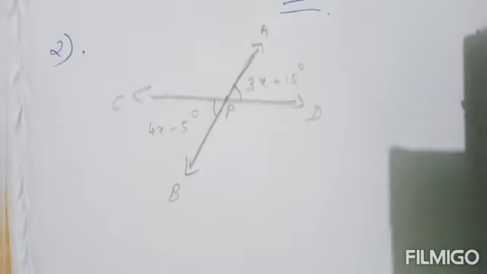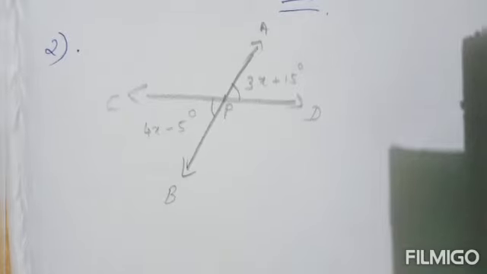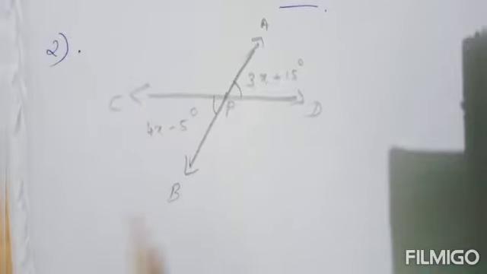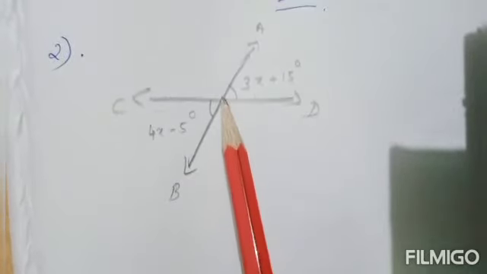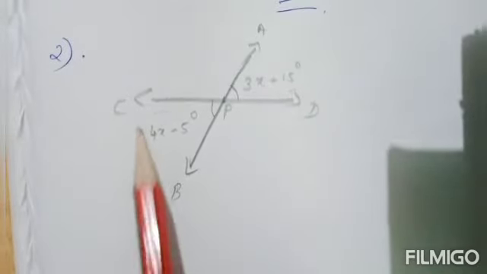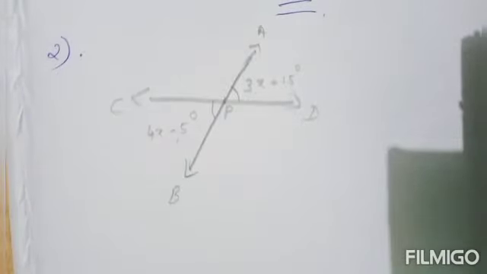Next, second question. The adjoining figure shows two straight lines AB and CD intersecting at a point P. If angle BPC equals 4x minus 5 degrees and angle APD equals 3x plus 15 degrees, find first one the value of x, second angle APD, third angle BPD, fourth angle BPC. So here two lines AB and CD intersect at a point P. Now angle APD is given 3x plus 15 degrees, angle BPC is given 4x minus 5 degrees. So first question, you have to find the value of x.